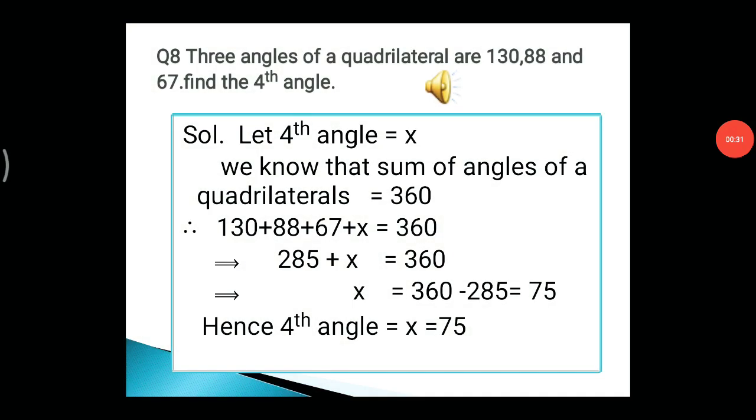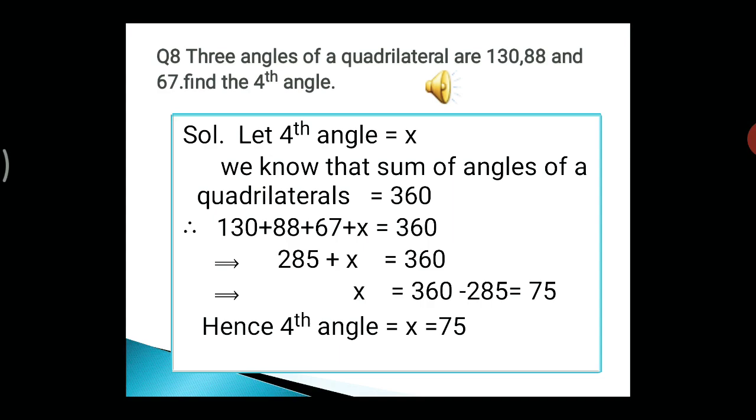So this is question 8 of the recap exercise. It says the three angles of a quadrilateral are 130 degree, 88 degree and 67 degree. That means we have a quadrilateral whose three angles are given. Now we have to find out the value of the fourth angle. Let us assume the fourth angle is some variable x degree. And dear students, we know that the sum of all angles of a quadrilateral is 360 degree. So if we add these three angles with the fourth angle, x, we get 360 degree.